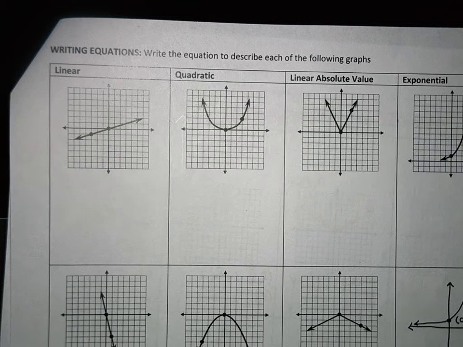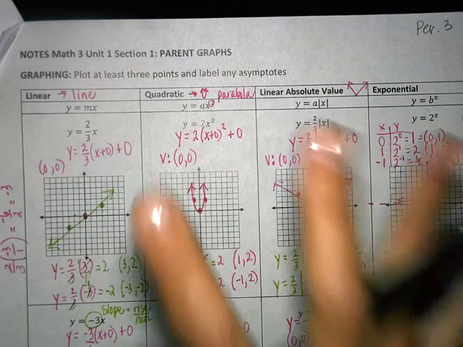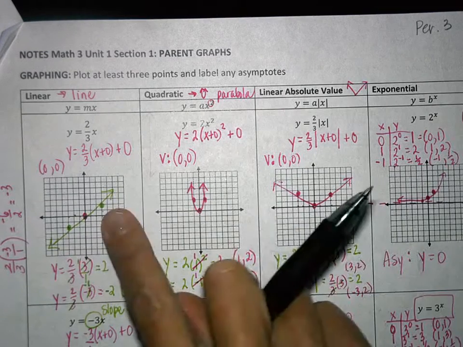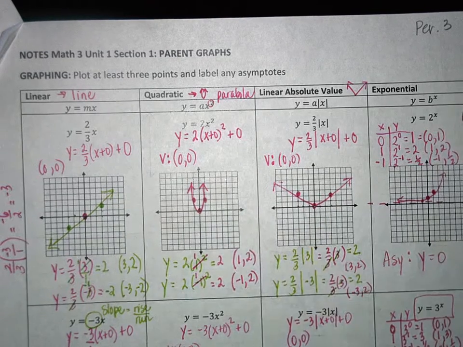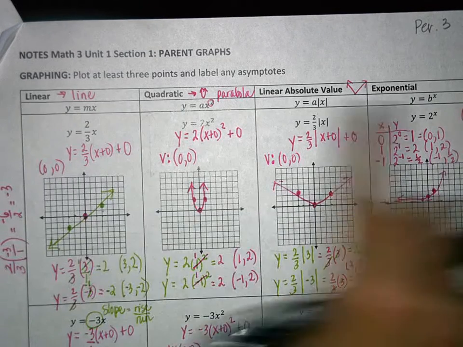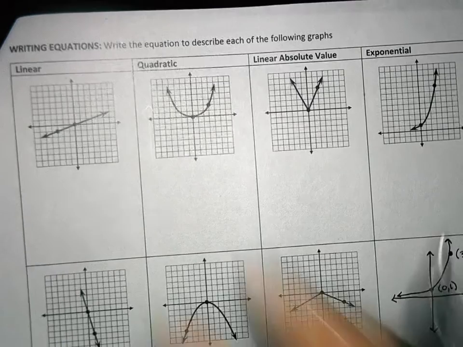Math 3, Unit 1, Section 1, and this one is on writing equations. So, going back to Monday, we drew our equations. Now they're giving us the line or the quadratic function, and we have to write the equation. We're going to use this information to help us, okay?